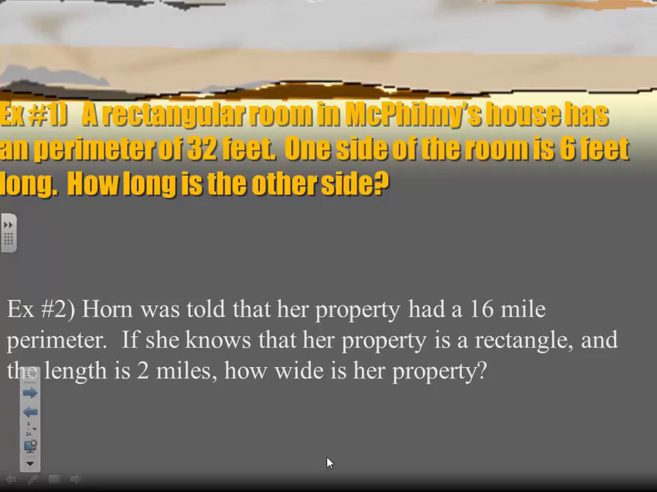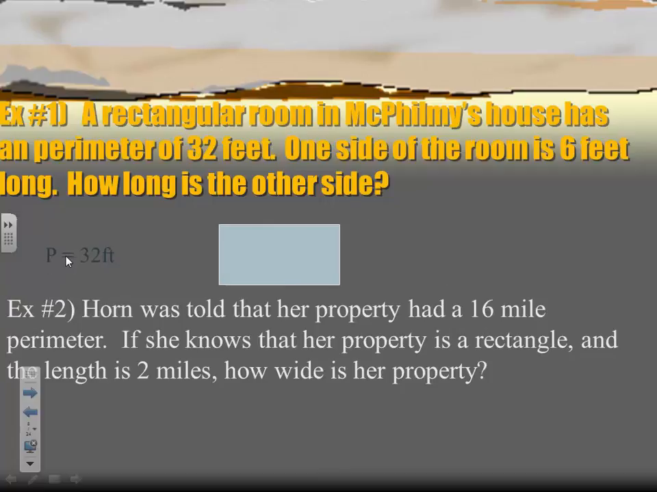Question 1 says a rectangular room in McFilmey's house has a perimeter of 32 feet. One side of the room is 6 feet. How long is the other side? Well, your job here is going to be to draw the picture. Anytime you can, draw a picture. So we drew a rectangle. It says rectangular room, so we're going to draw that picture.